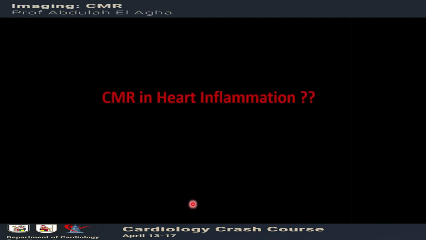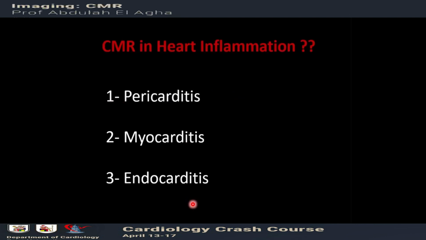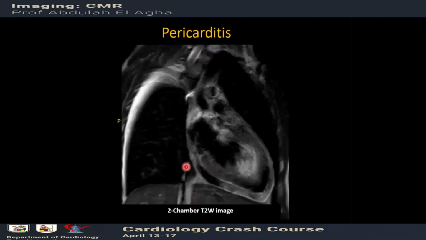Can CMR help in heart inflammation? Yes. It can look at pericarditis, myocarditis, and endocarditis. Here's a classic example of pericarditis. You see both layers, the visceral and parietal, in the T2 weighted image. And what is T2? T2 is for inflammation and for edema. And as you see, these two lines in the T2 weighted image are inflamed, white, giving high signal. So that will tell you this patient has an edematous pericardium.